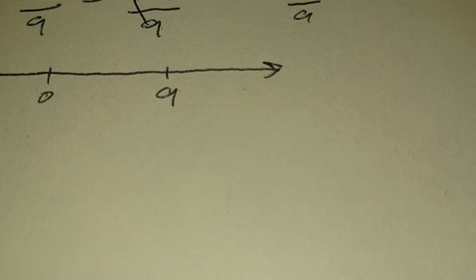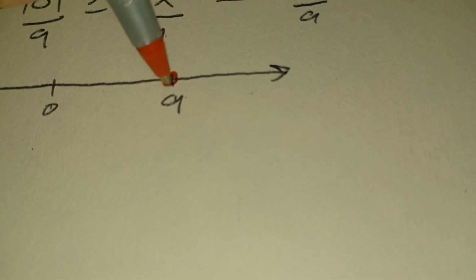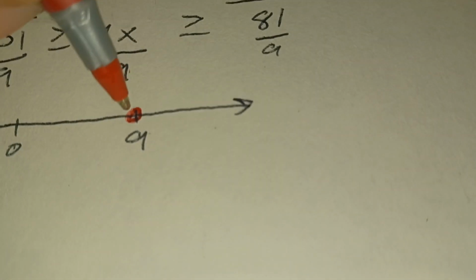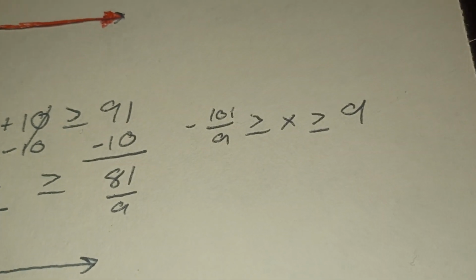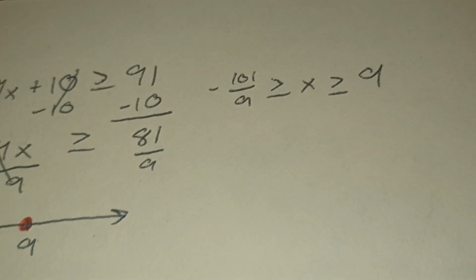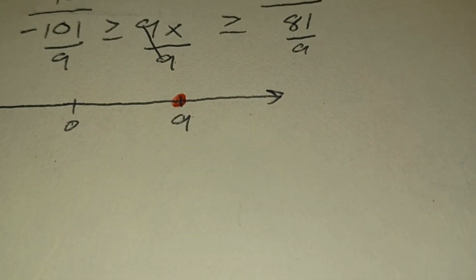So now we hop on over to 9. Closed circle, because again, we're dealing with that specific sign. And we see that x is greater than or equal to 9. So in order to make the inequality true, we have to find values that are greater than or equal to 9.